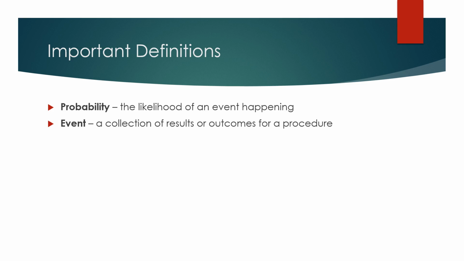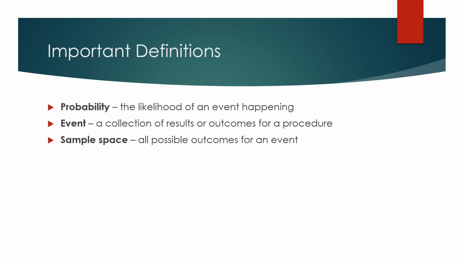Next, we have an event. That is a collection of results or outcomes for a procedure. So the definition I don't really think is an enhancer of this word. An event can be anything from flipping a coin to the weather that can occur in a day to the outcomes that you can get on your statistics exam. So an event is all of the possible outcomes put together.